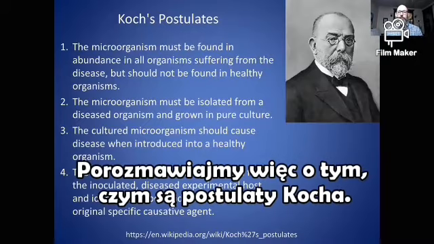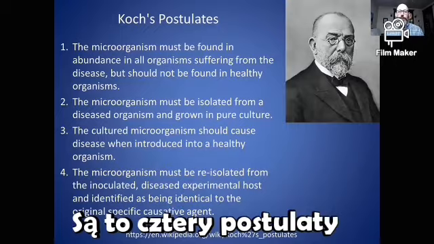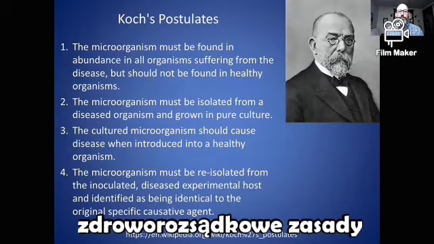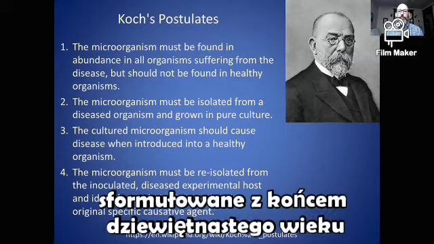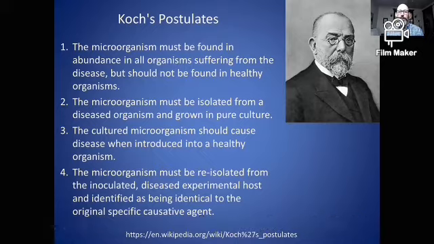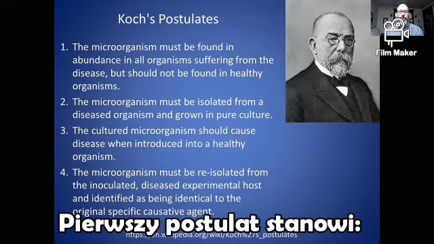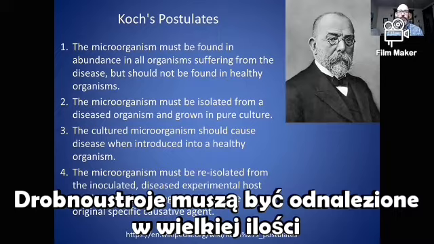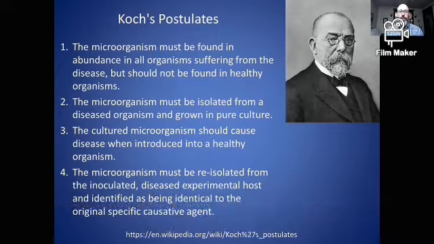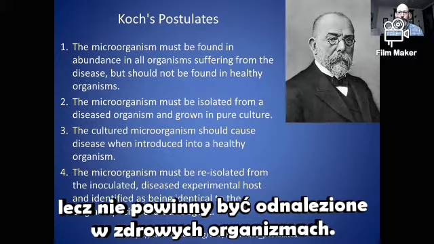Okay, so let's talk about what Koch's postulates are. There are 4 postulates, and these are some common sense rules that were formulated originally in the late 1800s to provide a way to determine if a microorganism or germ causes a disease. So the first postulate is the microorganism must be found in abundance in all organisms suffering from the disease, but should not be found in healthy organisms.